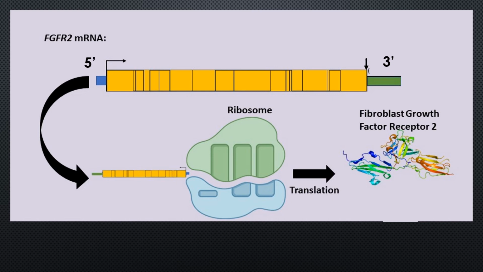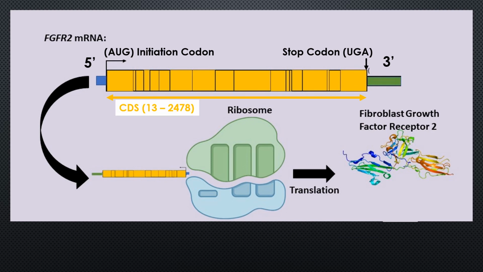Translation of the FGFR2 gene begins at a specific initiation codon, represented by AUG, and is terminated when a different codon called a stop codon with UGA is read. The region from the initiation codon to the stop codon is called the coding sequence, or CDS, and it is 2,466 nucleotides long for the FGFR2 gene. There are 12 nucleotides 5' of the start codon, called the 5' untranslated region, or UTR, and there are 770 nucleotides 3' of the stop codon, which makes up the 3' UTR. Overall, the translation process occurs to produce the functional FGFR2 protein.